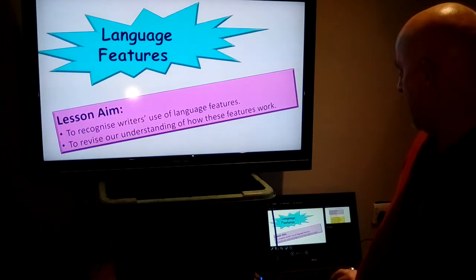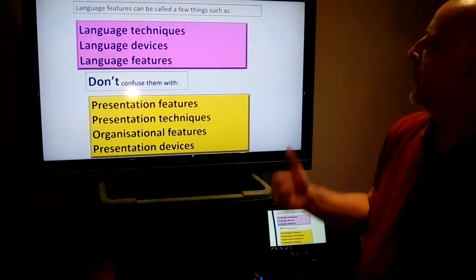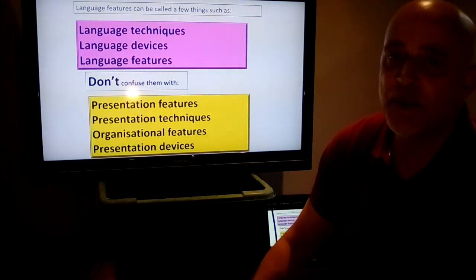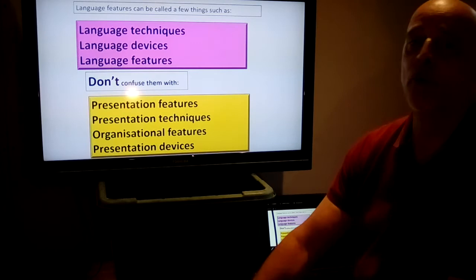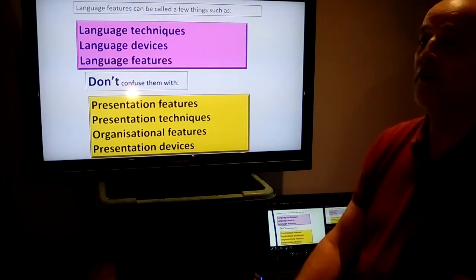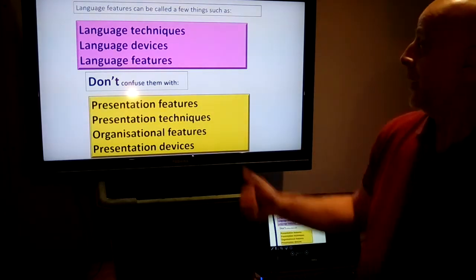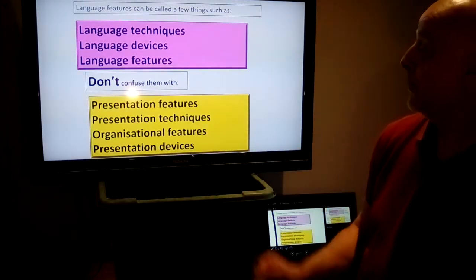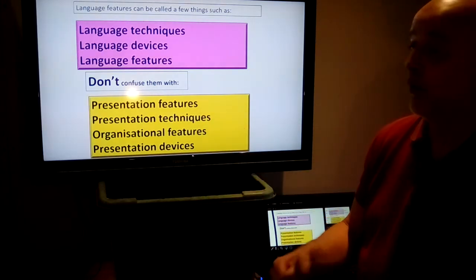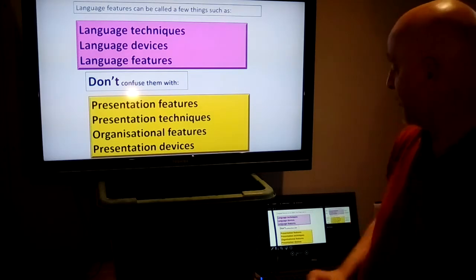So that's the aim. Right, just to recap, they can be called a few things. Language features can be called a lot of things. You could call them language techniques, you could call them language devices, you could call them language features, which is what I'm going to try and stick with for today. Don't confuse them with presentation features or presentation techniques, organisational features or presentational devices.